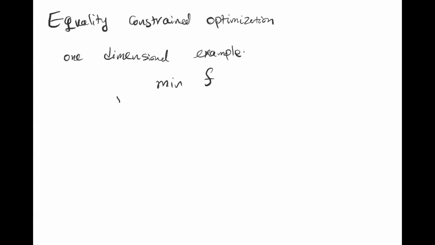Equality constraint optimization. So in the one-dimensional example, what we have is minimizing a function. It could also be maximizing, with variable x, subject to the equality constraint, which is g of x is equal to 0. So let's try to visualize this.